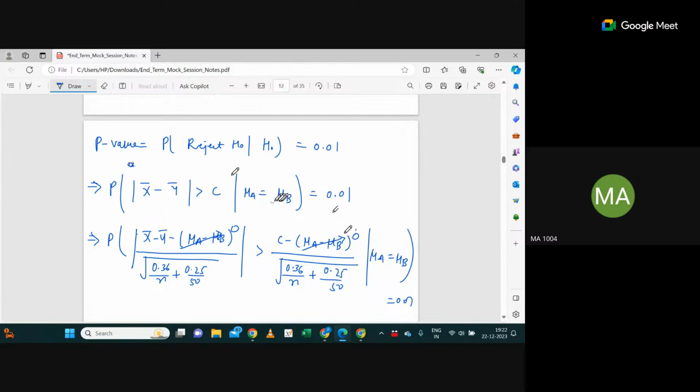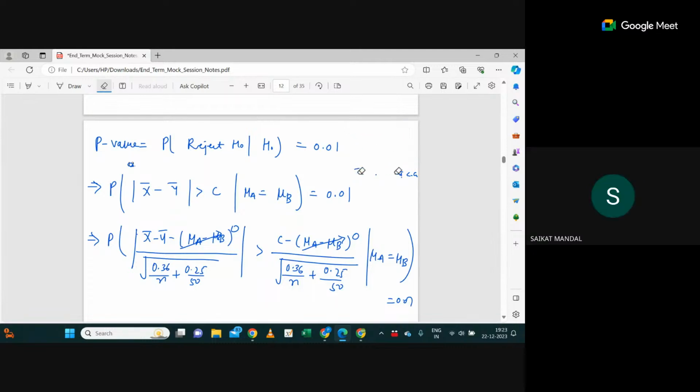See, it's a basic thing. Let me write here. Suppose I'm saying probability of mod of z greater than a. Suppose we treat z as x bar minus y bar. That means z greater than a, or z less than minus a, right? The same thing you can do with x bar minus y bar greater than a, or x bar minus y bar less than minus a. Then you can subtract mu a minus mu b from both, and you can do it in an aggregate manner. Got it?